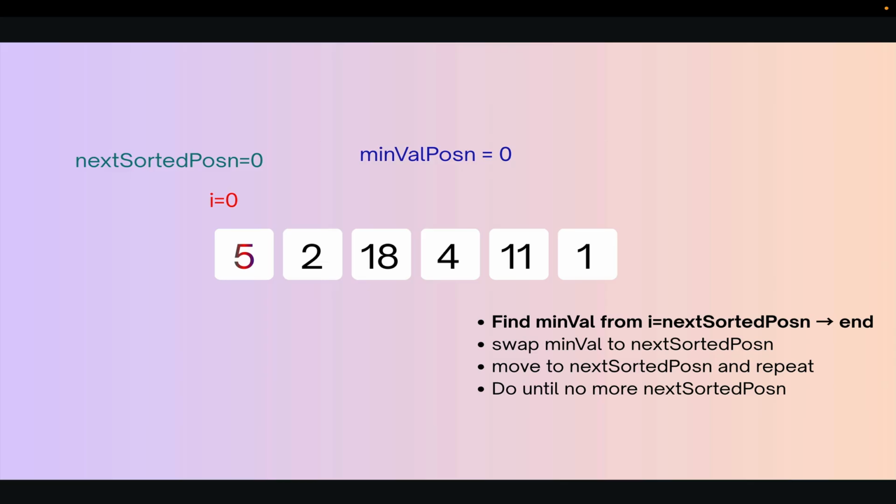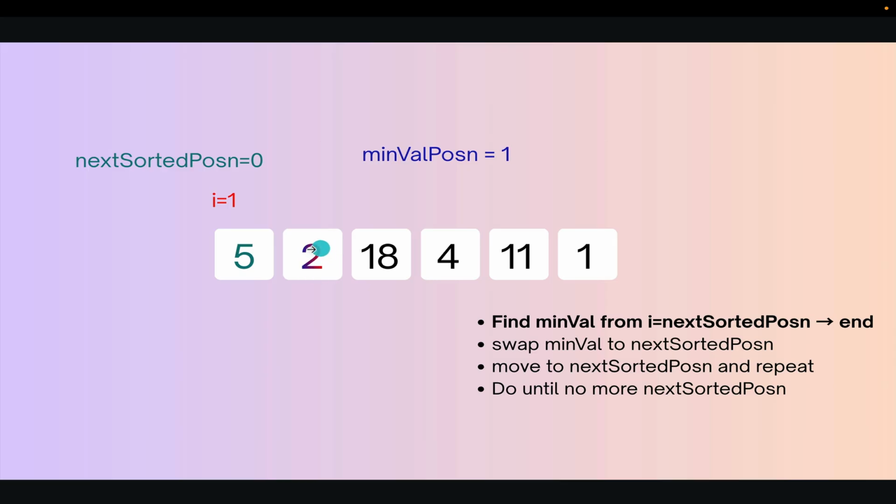As you can see, I've tried to color code my I so that it's clearly representative of all three of these right now. So all three are pointing to index 0. And then what we're going to do is we're going to slowly move through our array. So I becomes 1, while the next sorted position and the minimum value are both still at 0. The comparison happens here between the value 5 and 2. We recognize that 2 is smaller, and so our minimum value position does move to 1 now.